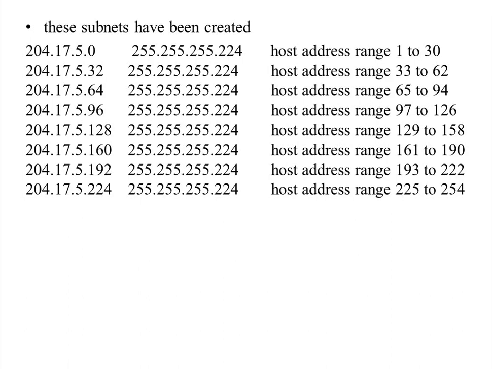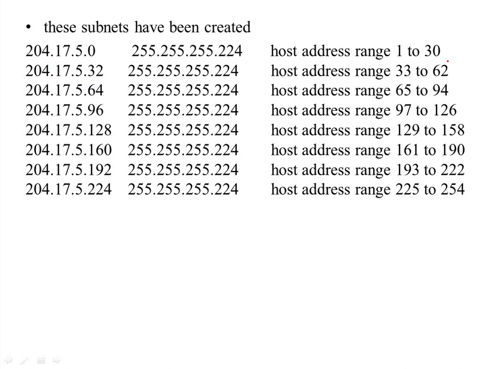Okay, so these subnets have been created. How many? Now you can go through this and find it. So this is the first subnet. You can start with 204.17.50.0. Then this is the mask. The mask is going to remain constant because the 3 bits are there. Only the IP address is going to change.